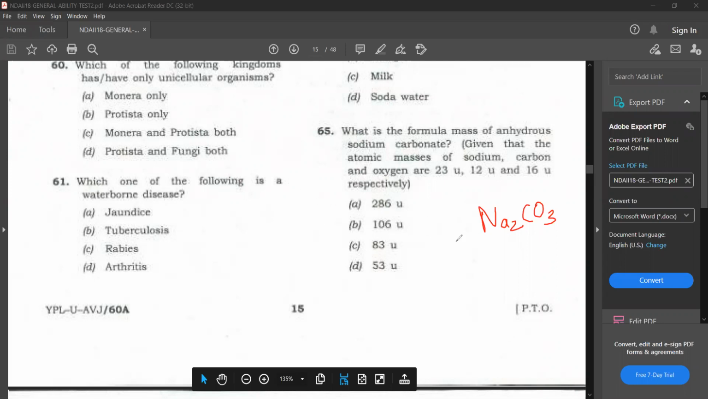What is the mass of sodium? It is given as 23. So 2 into 23 because 2 sodium is there. Then carbon mass is 12 units, and 1 carbon is there, so simply 12. Then how many oxygen? 3 oxygen, so 3 into 16, which is 48. When we add this, we get 106 units.